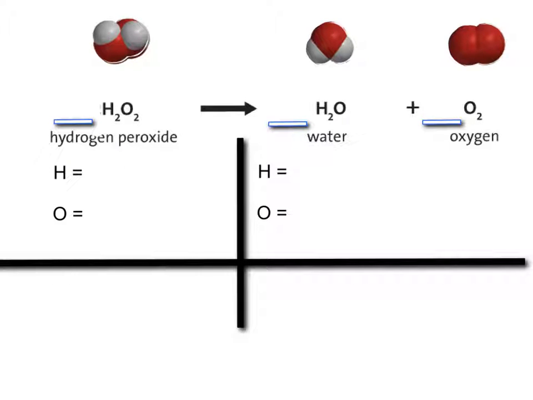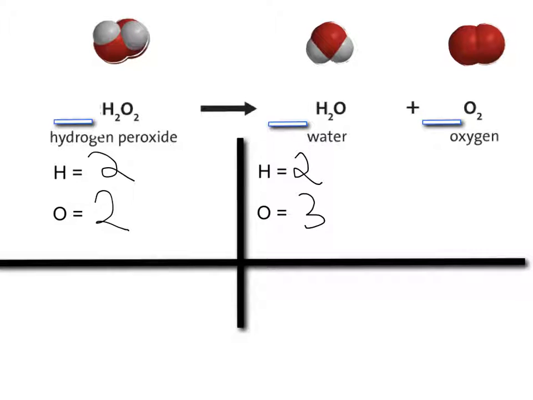In this equation, there is 2 hydrogen and 2 oxygen on the left side. On the right side, there is 2 hydrogen and 3 oxygen. Now at this point, your equation is unbalanced.